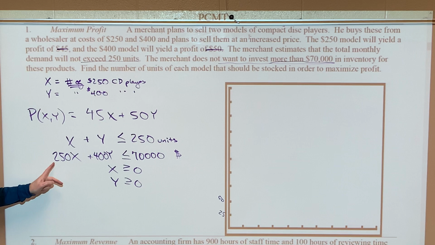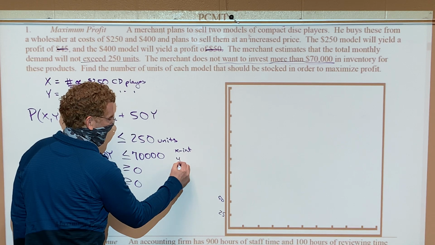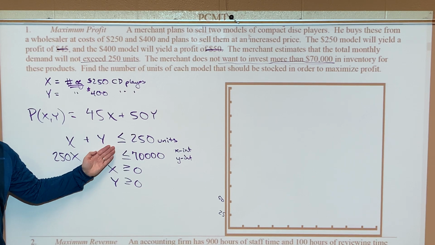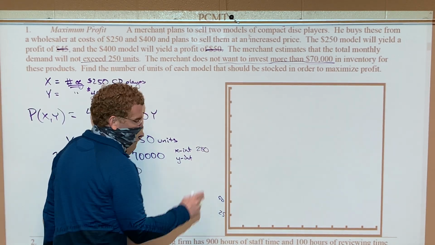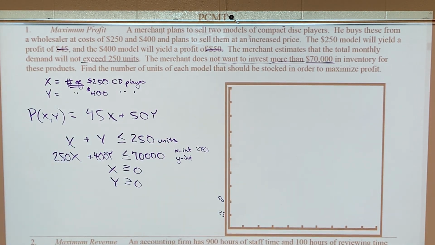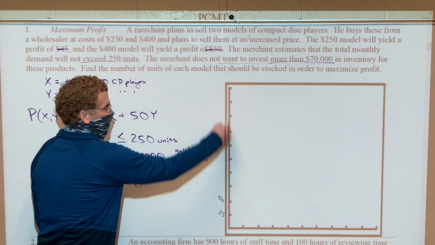250 and 250, that's pretty easy. What would be the X and Y intercepts of this thing? I'm gonna put X intercept, Y intercept. So the X intercept would be when what? Y is 0. So what's your X intercept on this? 70,000 divided by 250, and 70,000 divided by 250 is 280. So I'm going to need to go to 280 out here, and then what's your y-intercept? Right, 175. So I'm going to have to go up to 175 here.